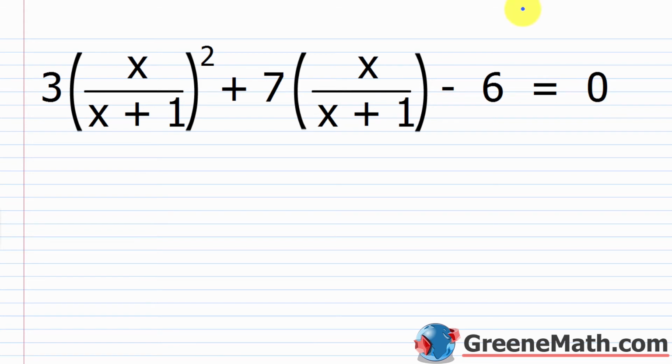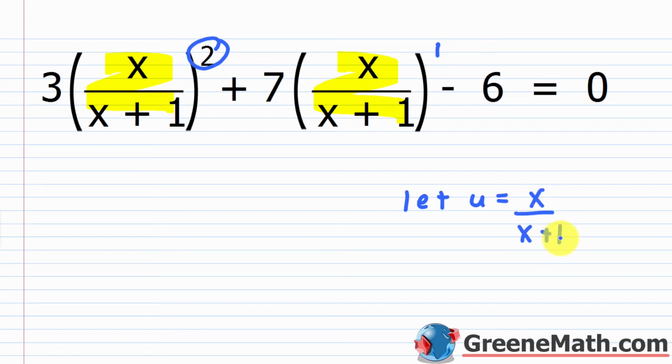So again, it's the same thing. You have this guy right here and this guy right here that are the same. In one case, it's squared. In the other case, it's raised to the first power. So this is another scenario where you can use your quadratic in form technique to solve. So what I'm going to do is just use a little substitution. So I'm going to let u be equal to this x over x plus 1. So I'm going to sub in there. I'm going to have 3u squared plus 7u minus 6 is equal to 0.